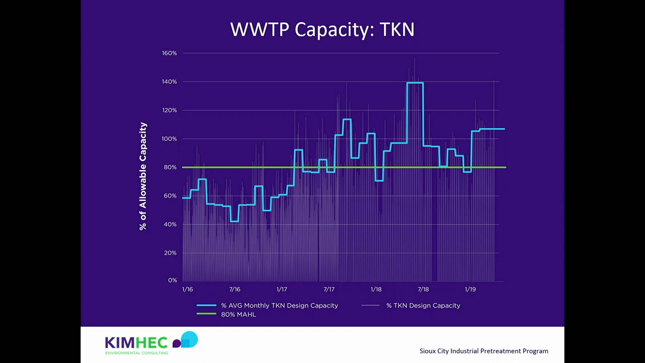Where's that coming from? TKN, I mention it on here, but it's in protein. Animal processors use it a lot. So a lot of industries in Sioux City generate TKN, and there have been a few big industries with a lot of flow that have significant amounts of TKN. There's not as high a capacity. Your BOD, you can treat, say, 89,000 pounds of BOD. Your TKN capacity is only 12,000 and change pounds of TKN. So you have a much lower number that you're starting with for a TKN.